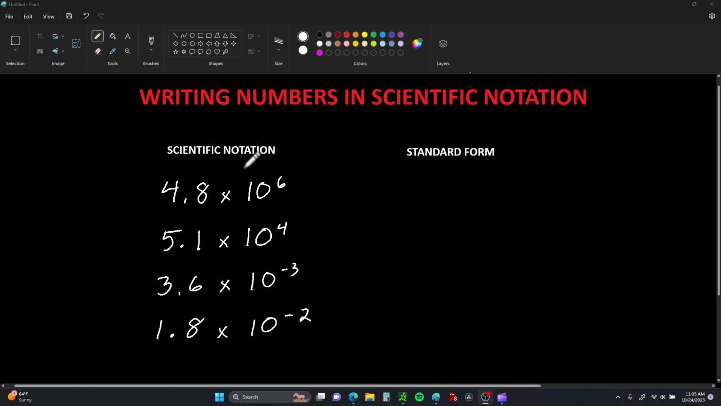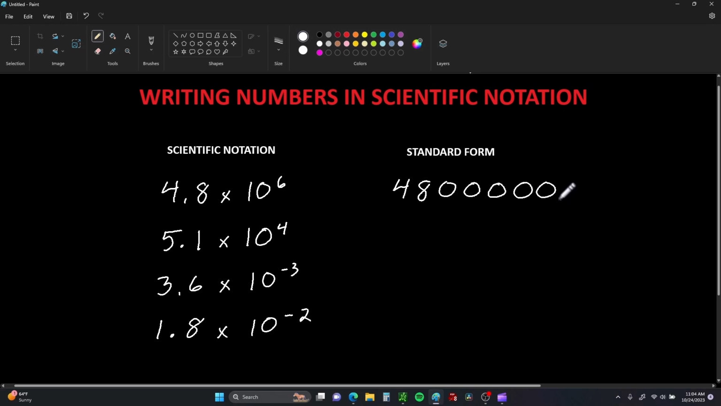Here we have numbers that are written already in scientific notation, and I want to convert them back to standard form. Well, I start by taking the 4.8 and I write that over here. I'm not putting the decimal, so I just put 48. And what this tells me is it's times 10 to the 6th power. If the decimal was here, I want to move it 6 times. So that would be 1, 2, 3, 4, 5, 6.